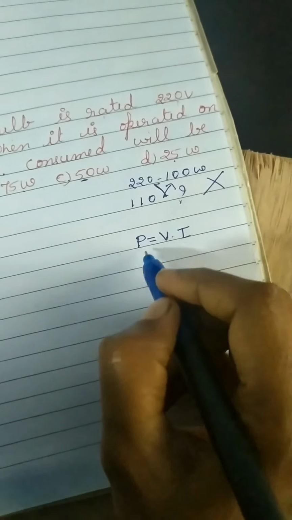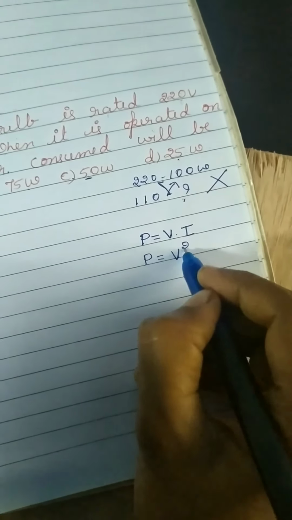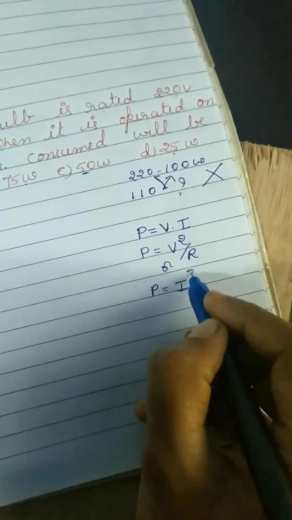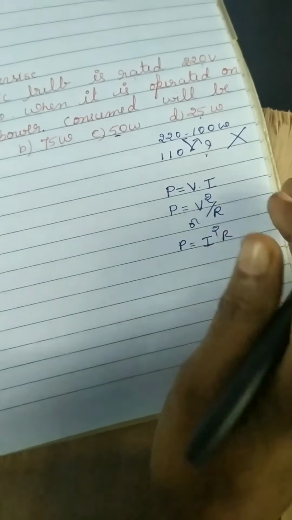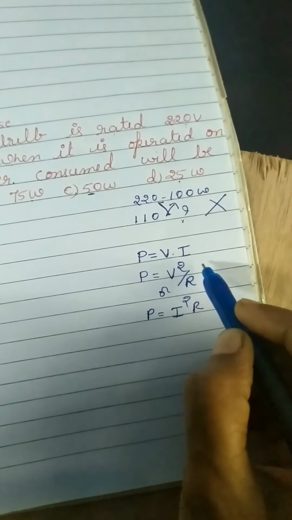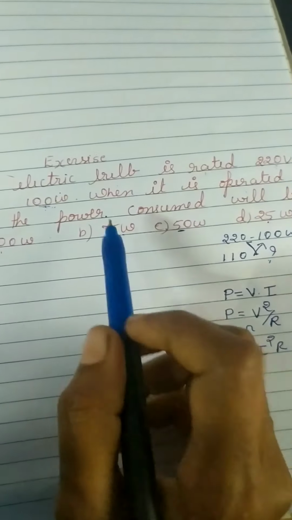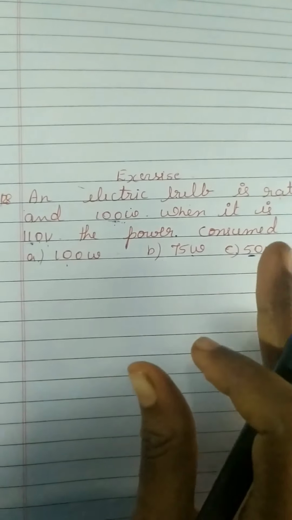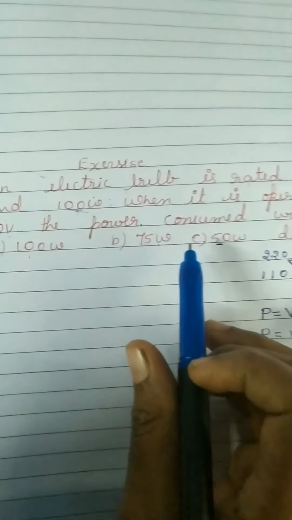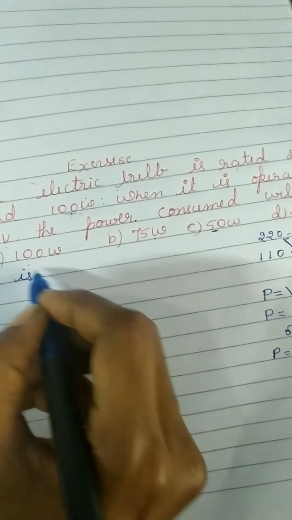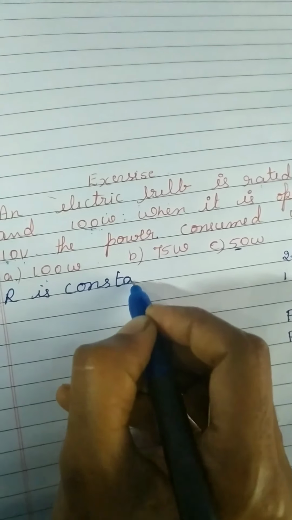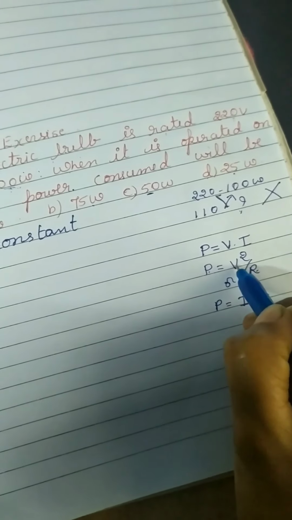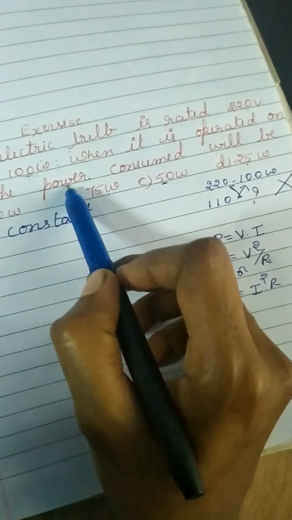See, we can also write this formula as P is equal to V square by R, or P is equal to I square R. This you already saw in the earlier question. Now, which formula can we use? One more thing: even though we change the potential difference, the voltage, the resistance of this bulb remains the same, that is constant. Okay. So, the resistance is a constant. Remember that.